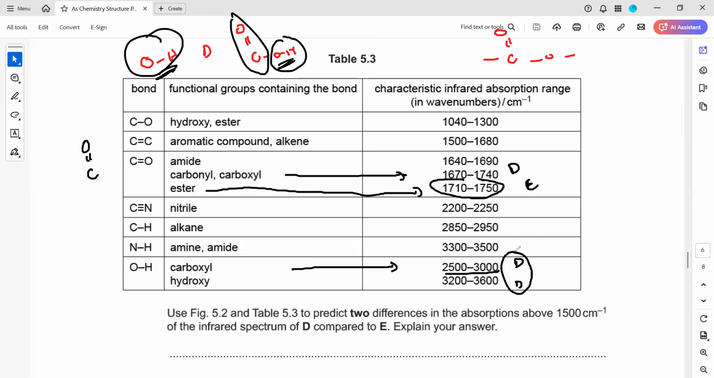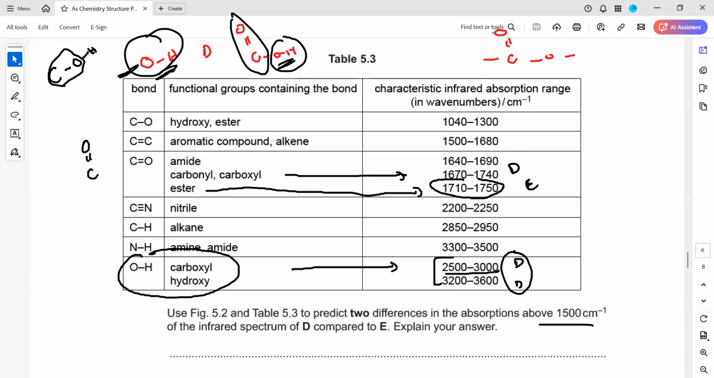We just want to work out the difference. In compound D, the major peak will be OH, in this range. Why does D have CO? Because carbon is bonded with OH here, so D also has this CO. But CO is not the one we look for, because we are looking for above 1500.